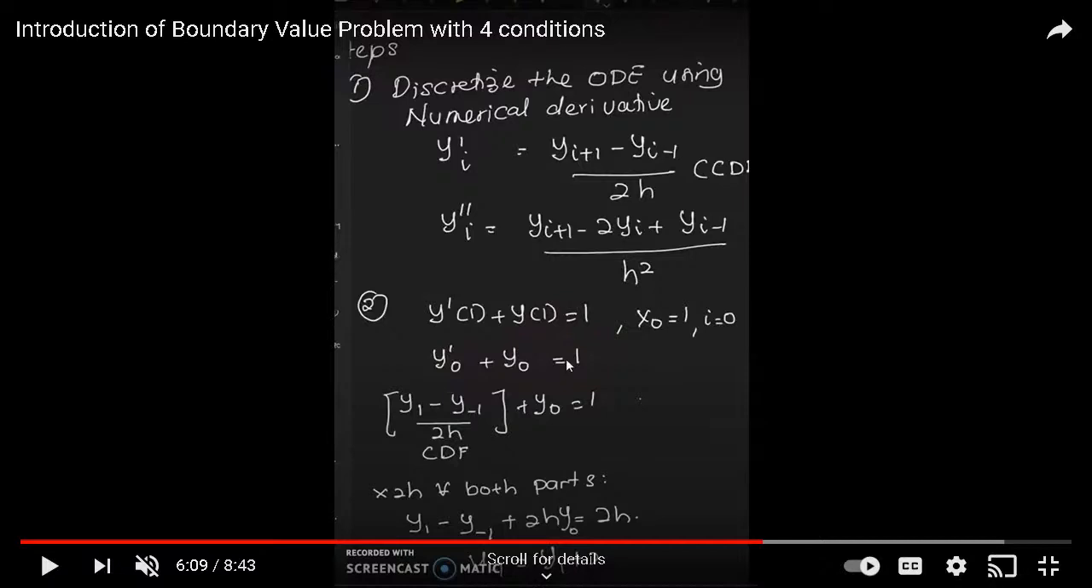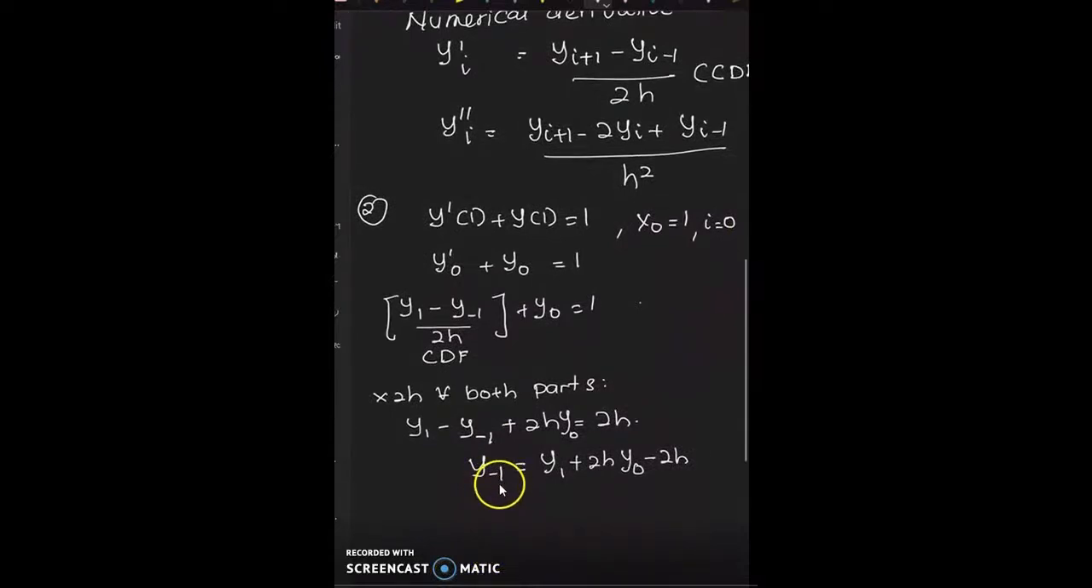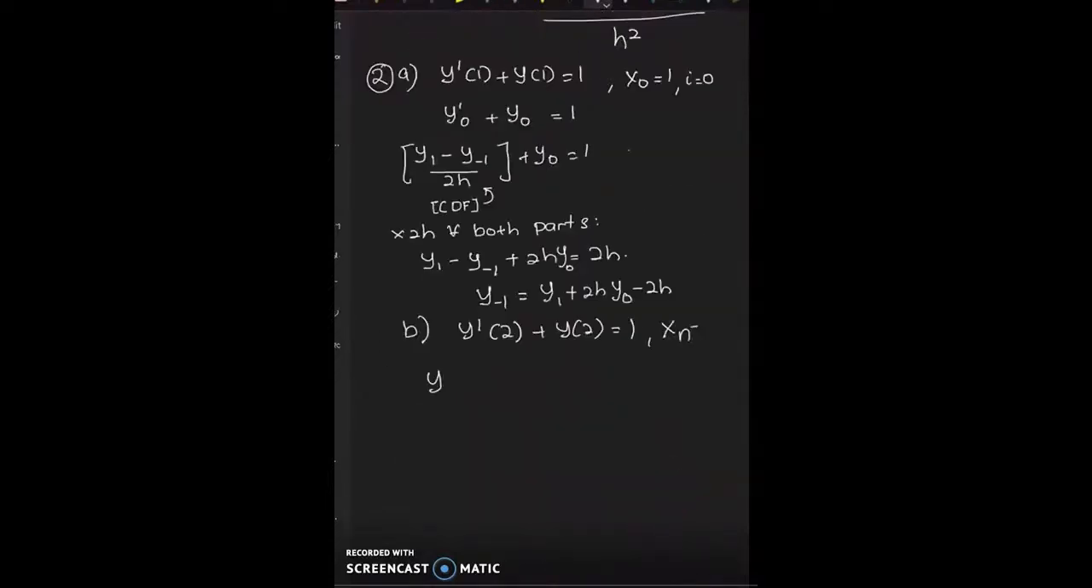From here, we know how to discretize the first boundary with a derivative, and you can write y negative 1 is equal to y1 plus 2h y naught minus 2h. So when you meet y negative 1, you need to replace it with this formula, y1 plus 2h y naught minus 2h. The discretization is much more complex when i is equal to 0, the early stage, because your boundary is a derivative at the early corner, at x equal to a.